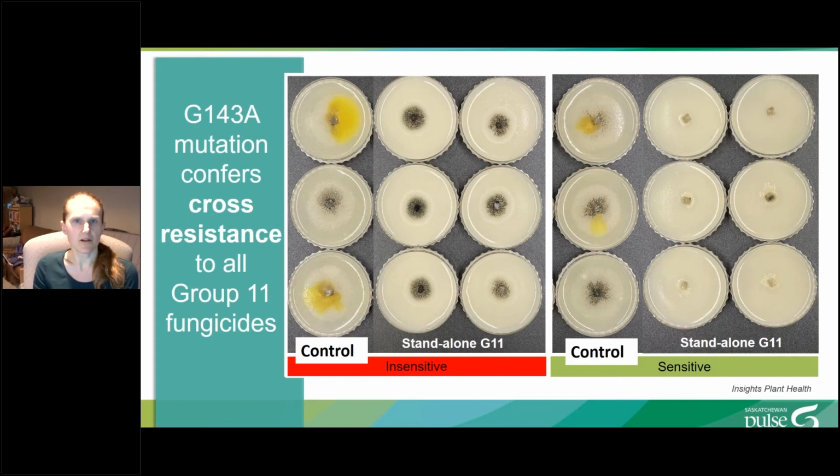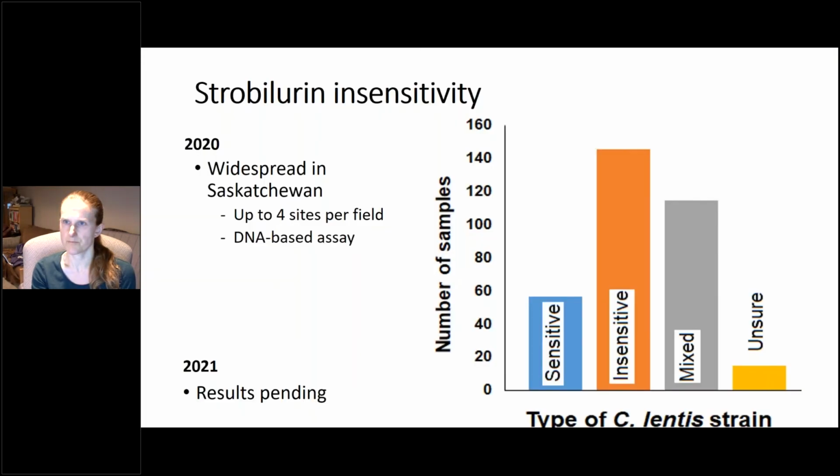The G143A, that's the single base pair or the small DNA change that I was mentioning that leads to cross resistance to all group 11 actives. And so since it's just a single change, then it can happen relatively easily. And that's why there's a high risk of insensitivity developing to group 11 fungicides.